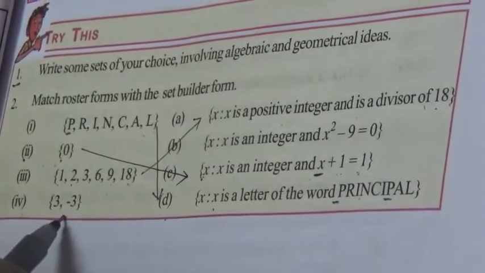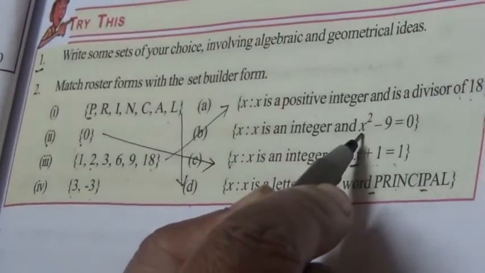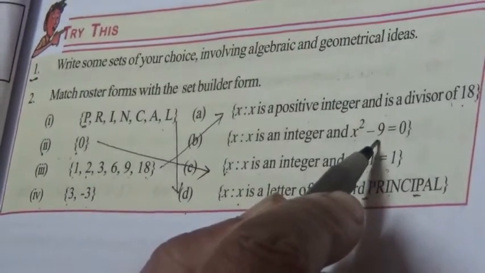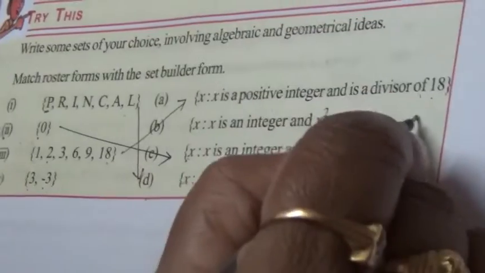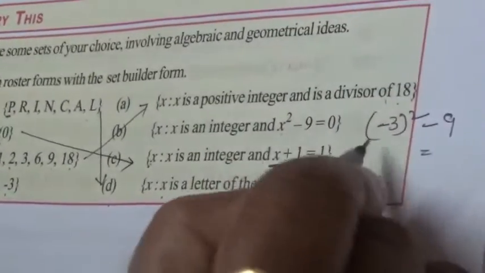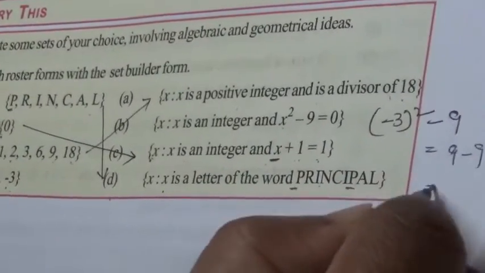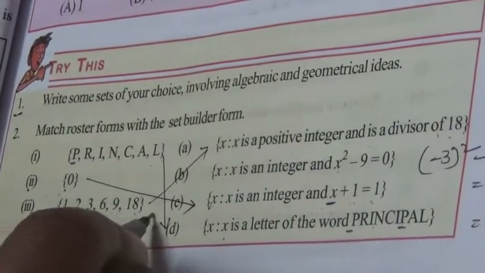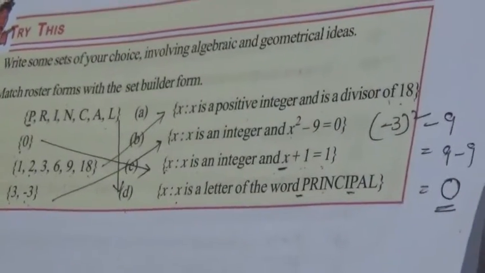Okay, 3 comma minus 3. If you substitute this 3 in this, 3 square means 9, 9 minus 9 is 0. Just like that, minus 3 whole square minus 9, that is equal to plus 9 minus 9, that is equal to 0. So that's why you match these two. Okay, I think you understand this one also, right?